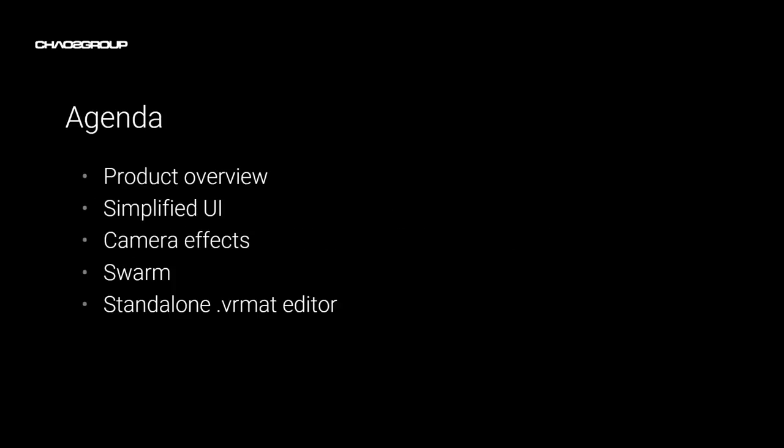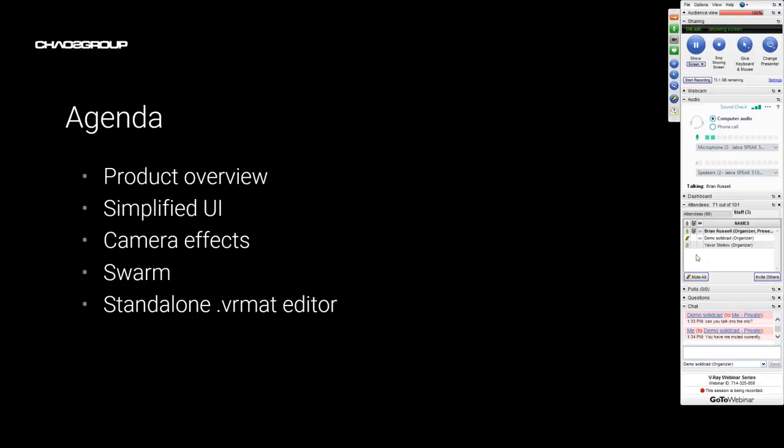So just a brief agenda here. What we're going to do is a quick product overview, some simplified UI, show you what we've done with the user interface, and talk a bit about camera effects that are built into V-Ray for Revit. I'm going to touch a little more extensively on Swarm, which is our new distributed rendering model that ships with V-Ray for Revit. It's a pretty cool little config distributed rendering engine. And finally, I'll touch on the standalone VR mat editor. Along the way, I'll throw out some tips and tricks for V-Ray for Revit and generating really nice imagery directly inside of Revit without having to leave the interface.